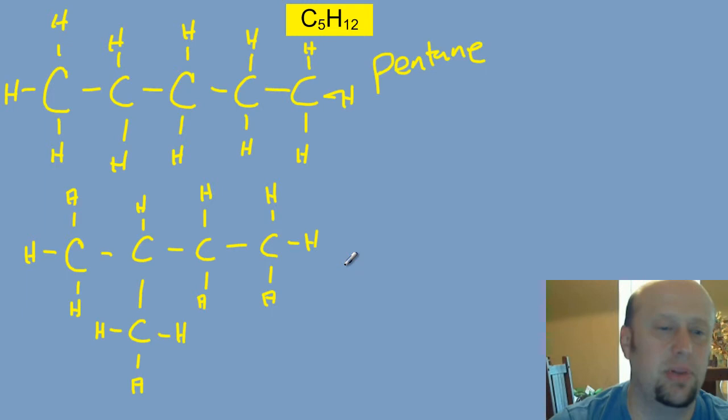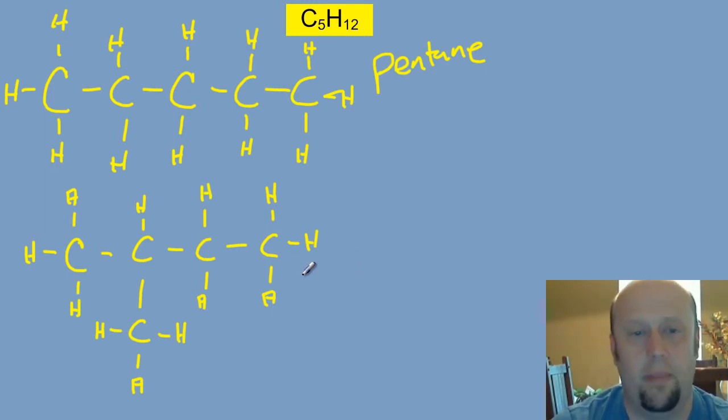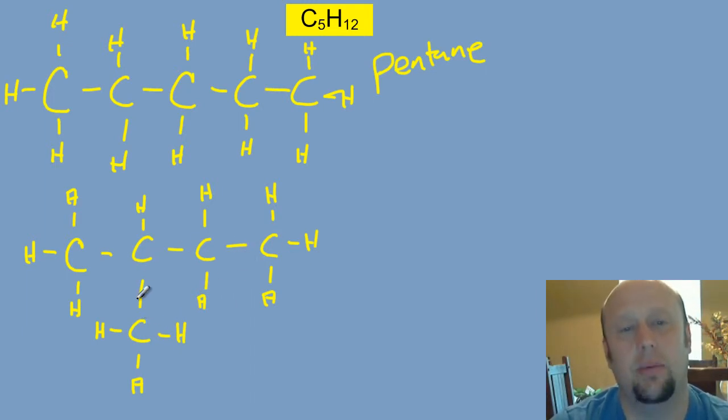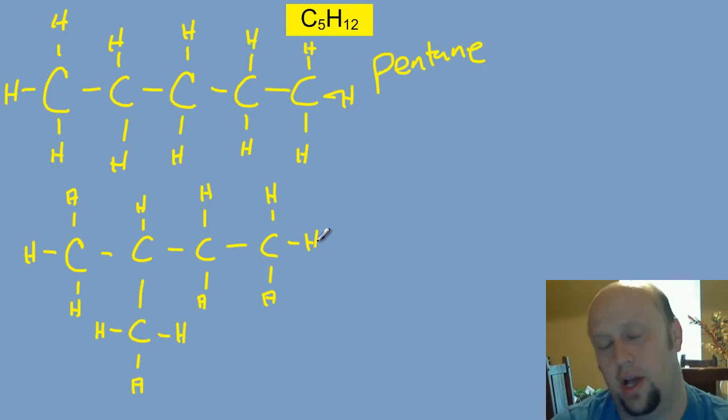But this is a completely different molecule. This molecule is what we call isopentane, and technically that wouldn't really be the accurate name anyway. What we'd really call this is methylbutane. So this is a completely separate molecule. This is a completely separate isomer. And in fact, there's one more isomer of this.